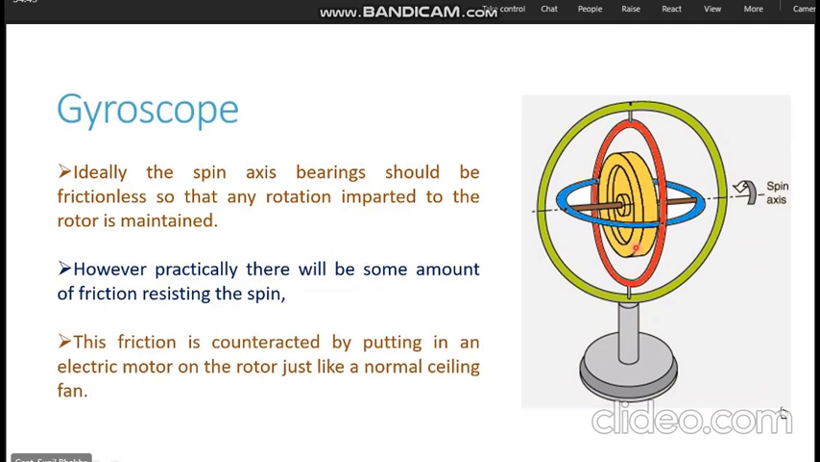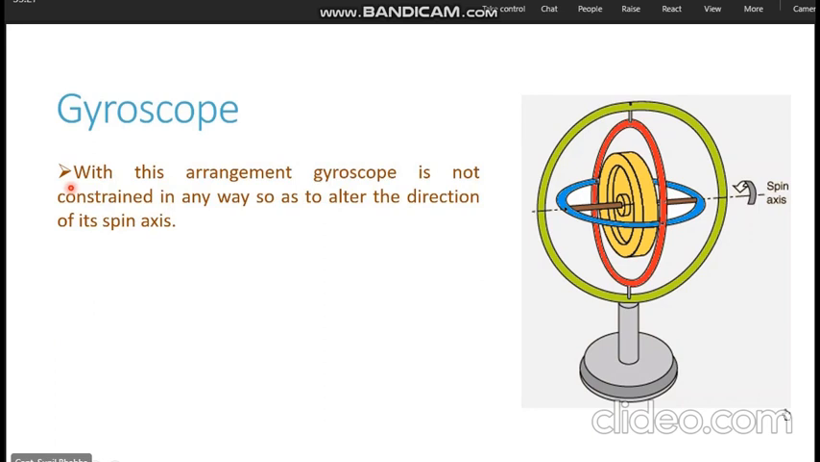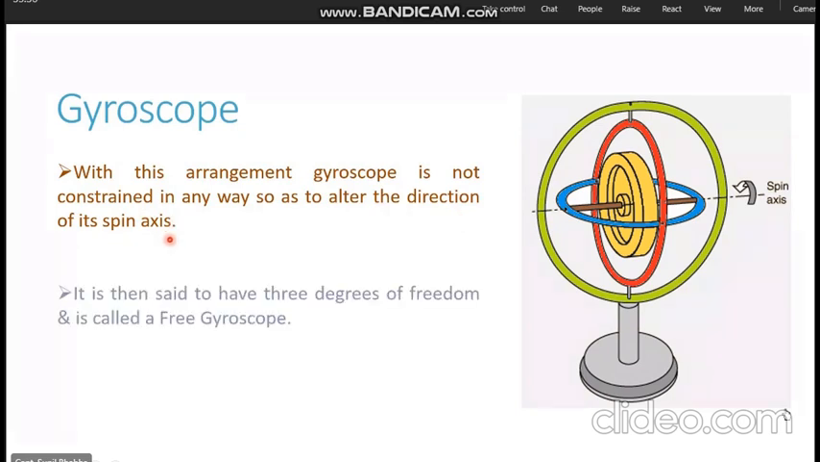So to counter that, what is done is we put an electric motor on the rotor, just like a normal ceiling fan, and this electric motor maintains a constant RPM on the rotor. So rotor spins with a constant RPM, making this arrangement a free gyroscope. The gyroscope is not constrained in any way so as to alter the direction of its spin axis. It is then said to have 3 degrees of freedom and is called a free gyroscope. So there are 3 degrees of freedom.